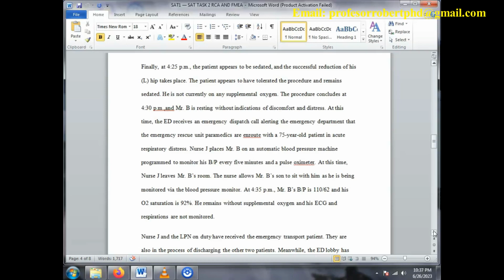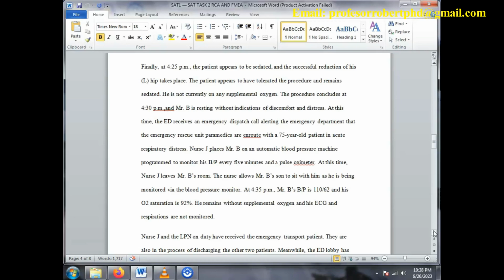At this time, the ED receives an emergency dispatch call alerting the emergency department that the Emergency Rescue Unit paramedics are en route with a 75-year-old patient in acute respiratory distress. Nurse J places Mr. B on an automatic blood pressure machine, programmed to monitor his BP every 5 minutes, and a pulse oximeter. At this time, Nurse J leaves Mr. B.